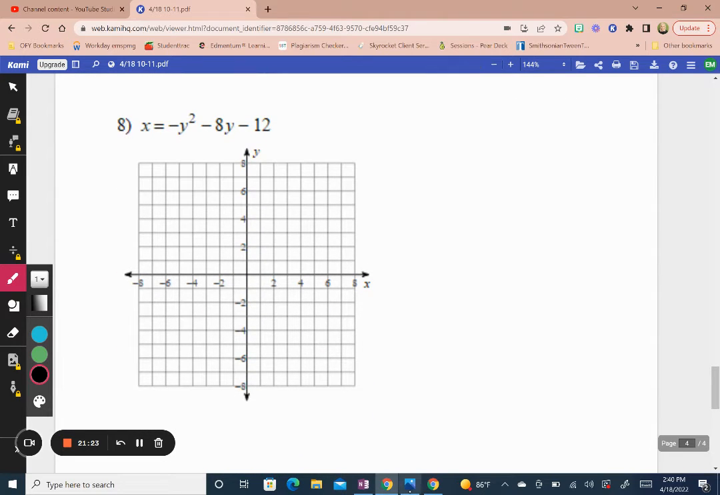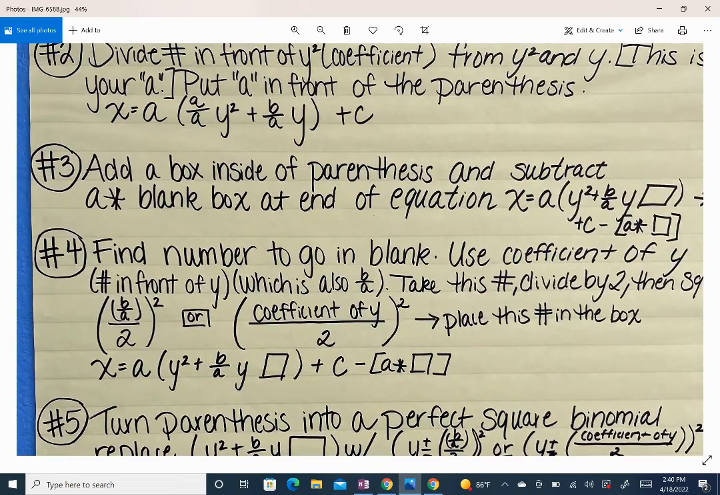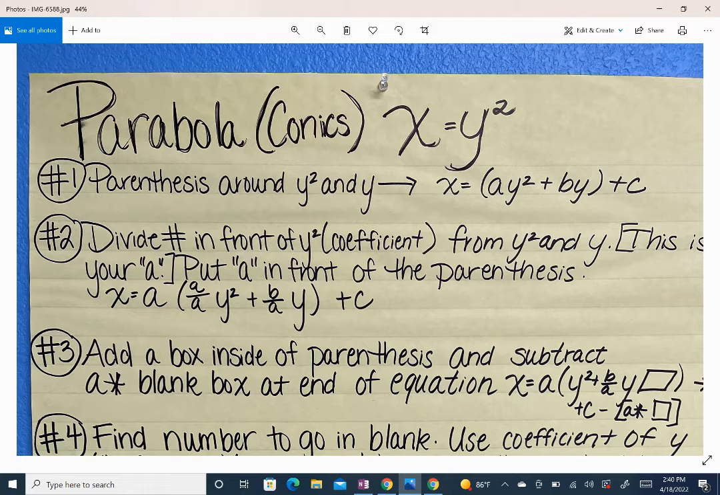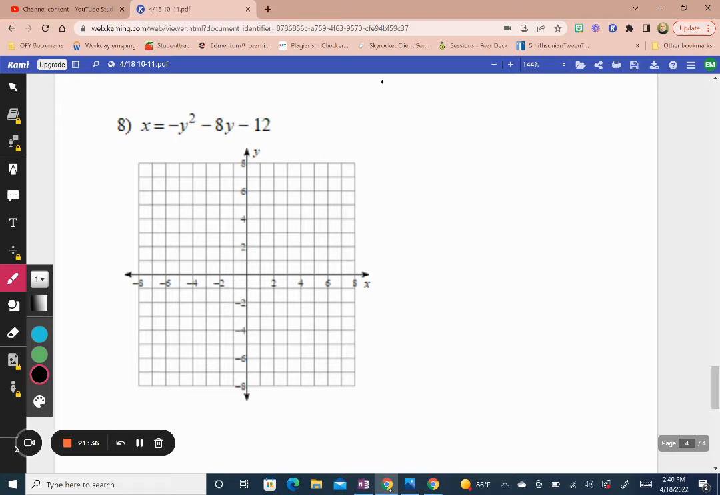Let's take a look at number 8. So number 8, let's take a look at step number 1. We're starting all over. We're in our form that's not the vertex form. So we're going to add our parentheses around y and y squared. That's number 1. So x is equal to parentheses negative y squared minus 8y minus 12. Just for the sake of everything right now, a is equal to negative 1, b is equal to negative 8, c is equal to negative 12. So it'll be easier because we have negative 1, so it's easier to divide out.